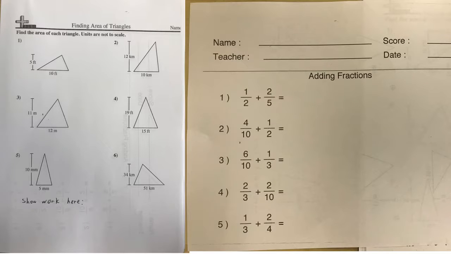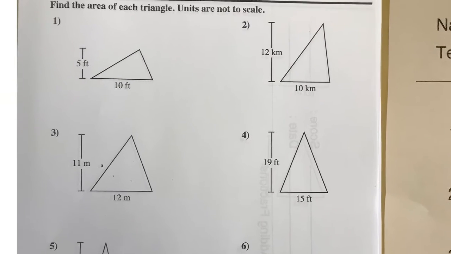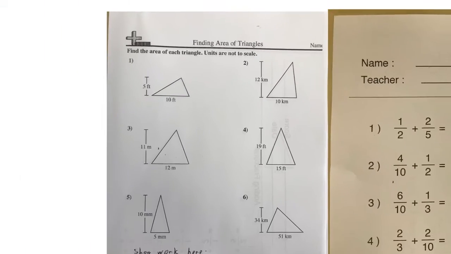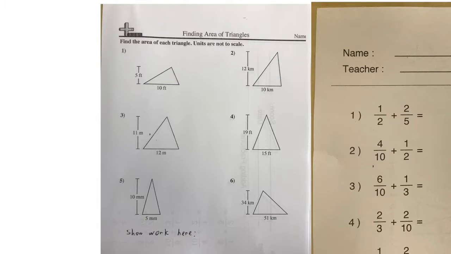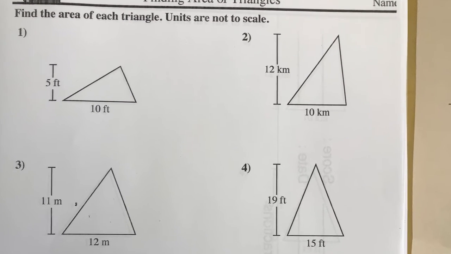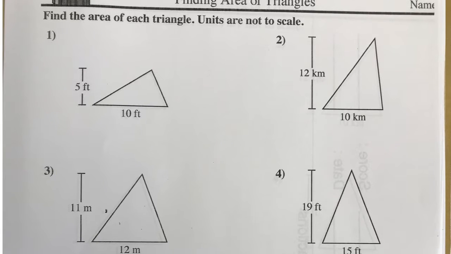All right, different things to work on for homework tonight. Adding fractions and finding the area of triangles. Let's start with your triangles. I said show your work at the bottom, but actually I think you have enough space to just do it right by here. So this first shape has a base of 10 feet and a height of 5 feet.